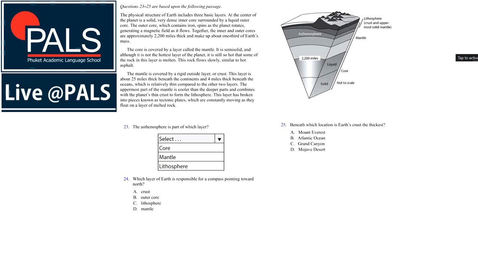The asthenosphere is part of which layer? So here we see the asthenosphere, and here we see the mantle, and we can see that the asthenosphere, which is this layer, is part of the mantle.